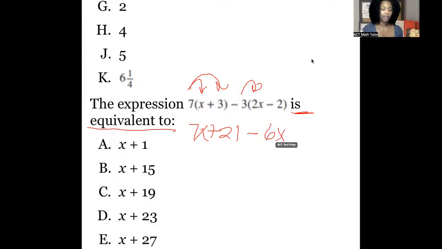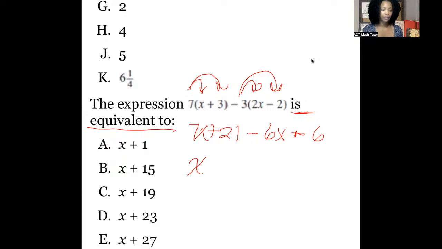-6x. And then -3 times -2 would be +6. Okay. And you might be thinking, that's not listed as an answer choice. And it is not. What we want to do now is combine any like terms and simplify this expression. So 7x minus 6x leaves us with just x there. And that didn't really help me because all of the answer choices say x.